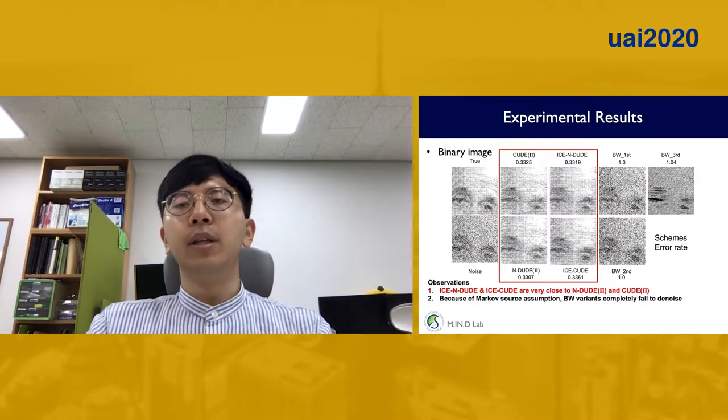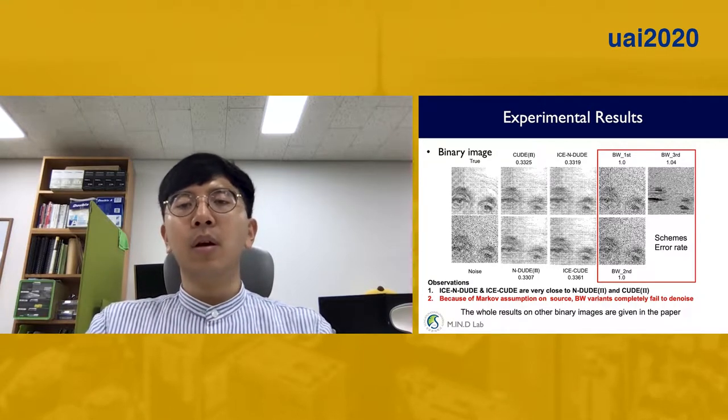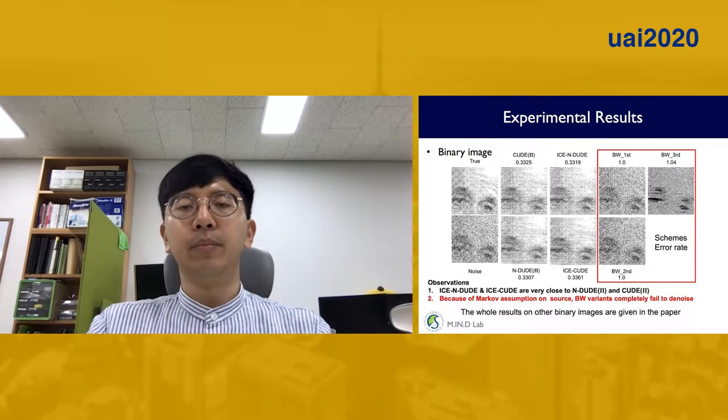The second experiment is on the binary image. To compare ICE with other schemes qualitatively, we visualize the well-known Einstein image. Here are some of our observations. First, as we can see, ICE NeurDUDE and ICE CUDE are very close to NeurDUDE and CUDE. Second, because of the Markov assumption on the source, the Baum-Welch variants completely failed to denoise. The whole results on other binary images are given in the paper.